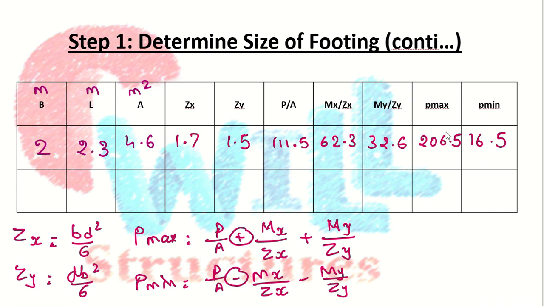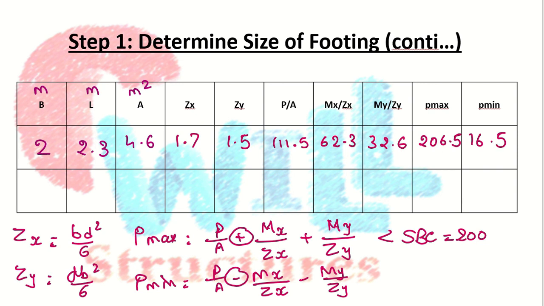So now, as you can see, we cannot take this particular dimension. Why? Because this condition is not satisfied here, right? P maximum should be less than SBC, and our SBC is 200 kilonewton per meter square. But my P maximum here is 206.5, right? So I could not take this particular dimension of my foundation.